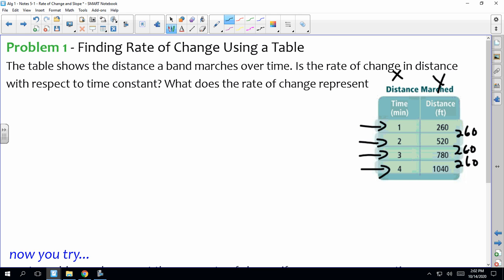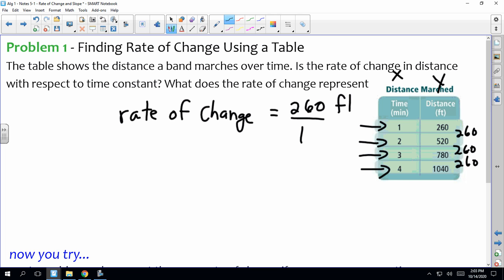So we would say the rate of change is equal to 260 over 1, where 260 represents the feet and 1 is the minute. So every minute the band is marching 260 feet across the field. And so that we would refer to as our slope. We know this is linear because from the table I can see we're going up by a constant amount each time.